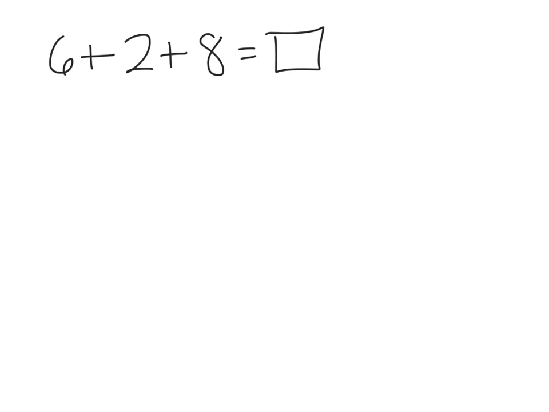You're going to have 6 of something, plus 2 of the same thing, plus 8 of the same thing, and you're trying to get a total. So right now, pause the video and come up with a word problem and write it down in your math journal for 6 plus 2 plus 8.